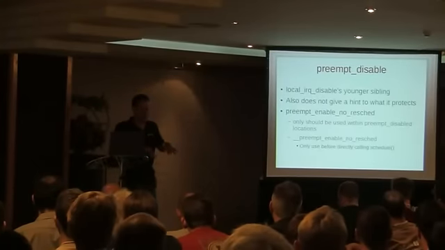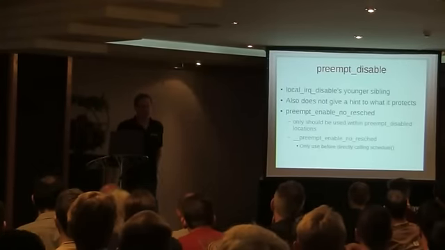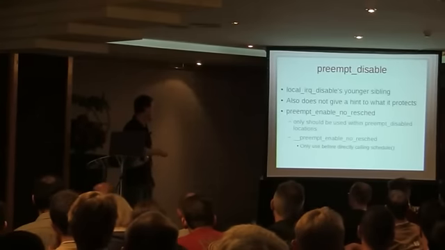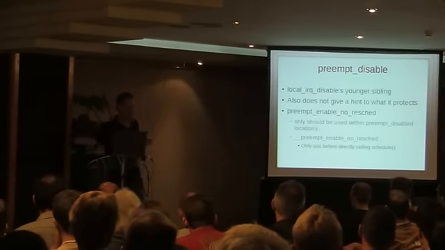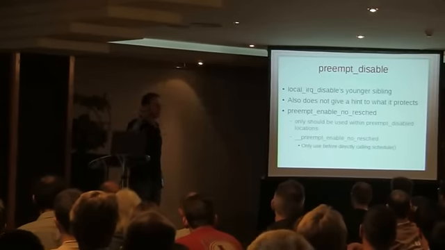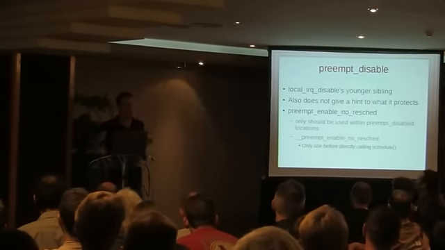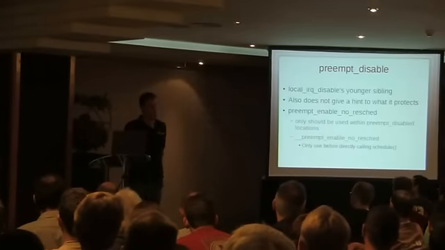What's going on? Why do you disable this? It doesn't get any needs. Also, there's another little thing. Every so often you'll see preempt enable no reset. Because whenever you do preempt disable, when you do a preempt enable, it checks to see if an interrupt happened. Because preempt disable doesn't stop interrupts.